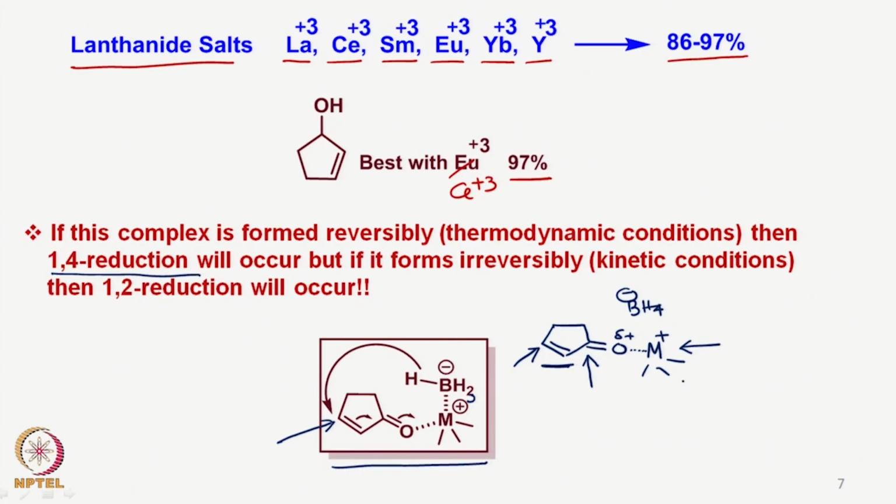But if it is irreversibly formed, that means it immediately attaches to the oxygen, and because of the electronegativity of the oxygen and the electropositive character of the lanthanide salts, the moment the carbonyl group attaches to that, and if it is an irreversible attachment, then it is obvious that 1,2 reduction would be much more facile, something like this. So, it is much easier to get 1,2 reduction. Therefore, the reaction depends upon thermodynamic conditions and kinetic conditions.